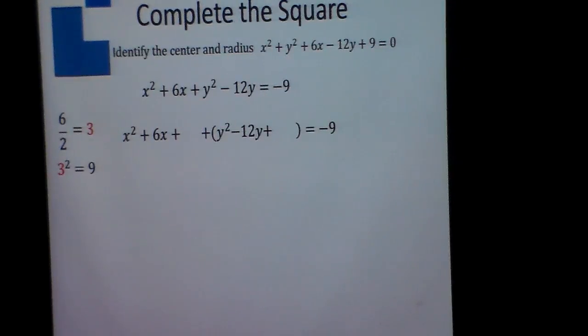It's 9. So what I'm going to do now is add 9 to each side, because as long as I add 9 to each side, the equation is still balanced. And now I'm going to look at this one right here.